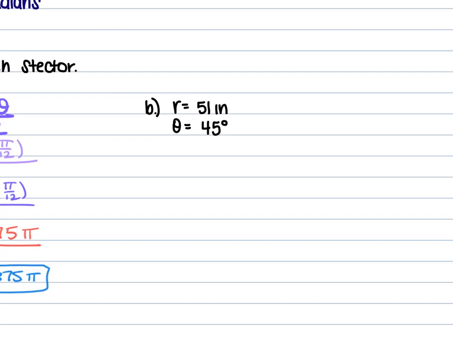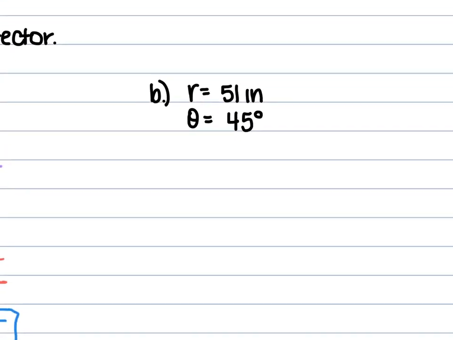For B, we're given a radius of 51 inches and theta is 45 degrees. So we're going to first turn the 45 degrees into radians. So 45 over 1 times pi over 180. We can divide both of these by 9. This would be a 5. This would be 20. And then the 5 would become a 1. The 20 becomes a 4. So 1 pi over 4. So pi over 4 is our radian for this.